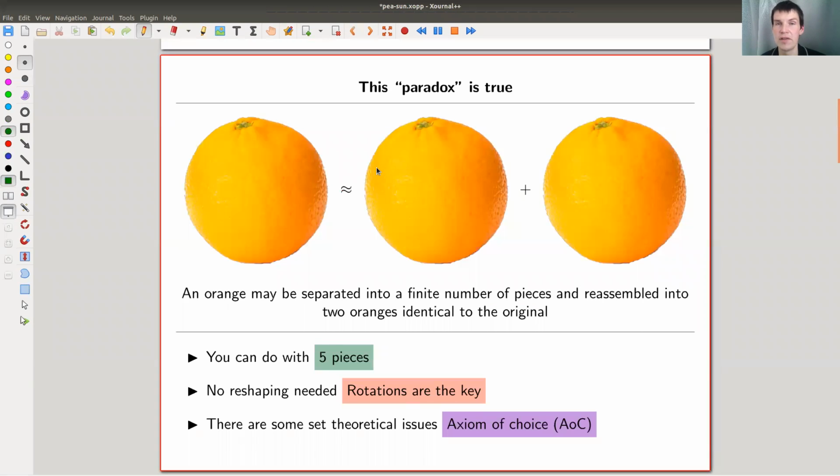So here we go. The paradox, in quotation marks, is the following. If you have an orange, then you can rearrange it in a certain finite number of pieces and piece them together again and get two oranges, right? You have one orange, you cut it apart into a finite number of pieces, piece them together again, you get two oranges. That's a paradox in the sense that it's surprising.